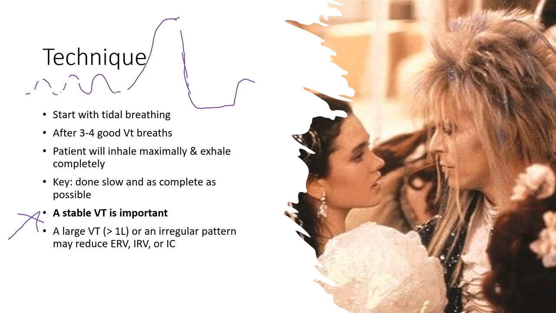In other words, a different way of saying this last statement down here, is that it reduces their expiratory reserve volume, their inspiratory reserve volume, or their inspiratory capacity. Another way of saying that is it makes it look like they have a more restrictive process than they actually do if it reads out that low. So getting a stable tidal volume is the key to making sure you get accurate volumes and capacities with these. So don't have them take that deep breath in and blow out until that tidal volume is stable. And you'll be able to see this on the machine as well, and we'll practice this in class.